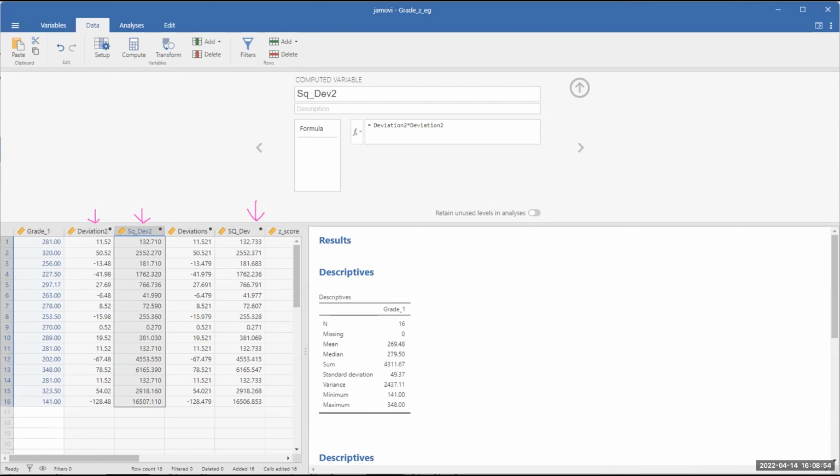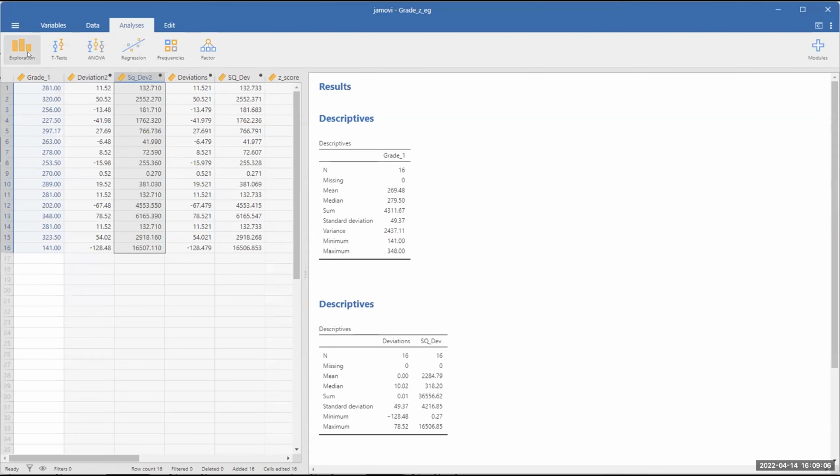Okay, so we just created that. So if we want the sum of the squared deviations, which we need if you want to calculate your sample standard deviation, all we have to do is go to analyses.